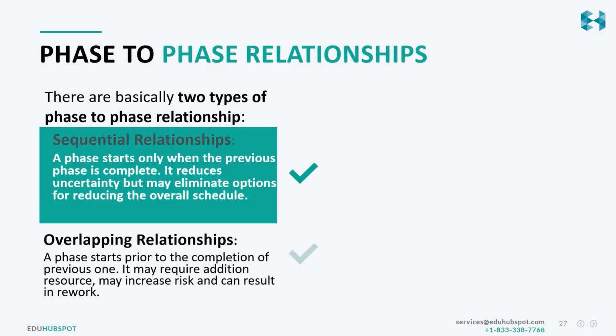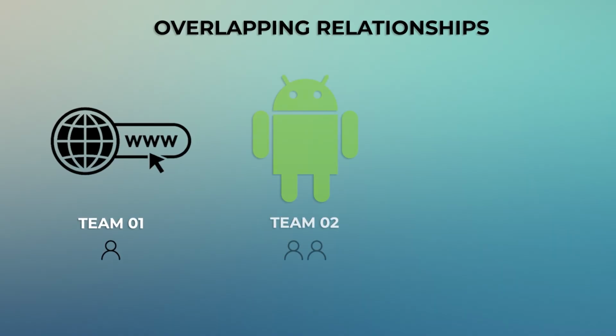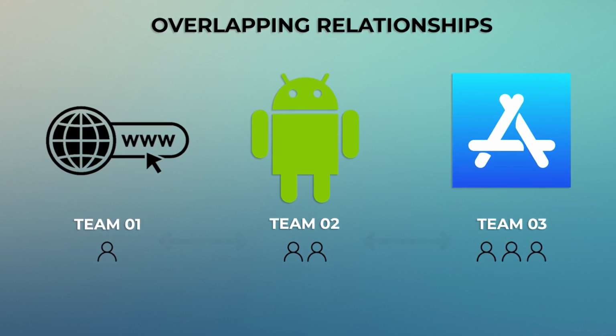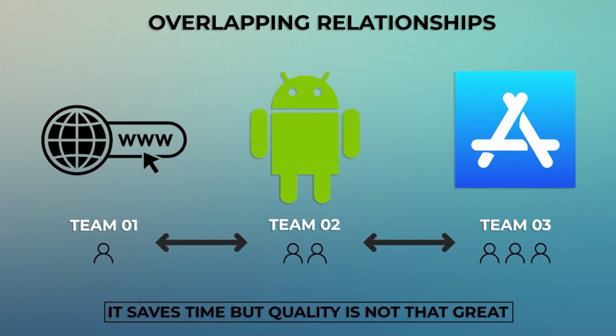And finally, we also have overlapping relationship, where we are doing multiple things at the same time. Like one team is working on the website development, one team is working on the Android development, a third team is working on the Apple app. All of these people are doing things in parallel. It saves time, but the quality is not that great. What do I mean by that? If, let's say, a requirement changes in one, I need to rework the requirement in all the different products as well. So that's a disadvantage of overlapping relationship, that it has more risks as compared to sequential. But a positive side of overlapping is that it saves you time as well.